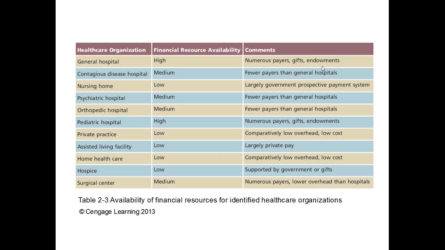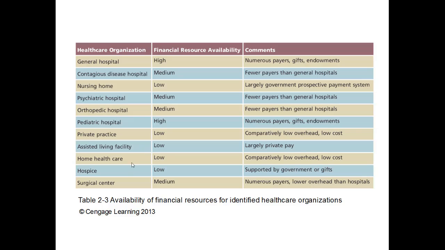Alright, in this table we have the availability of financial resources for some various organizations, such as a general hospital, which would require a high amount of financial resources, either from endowments or numerous payers, such as patients, or gifts, for example.